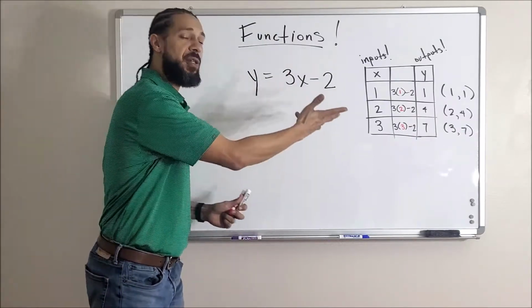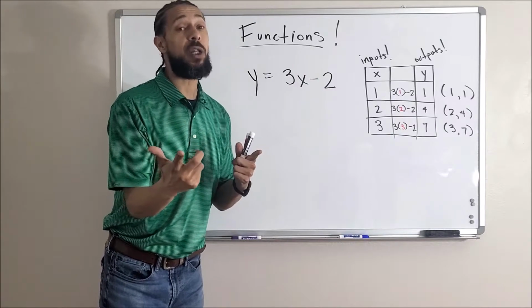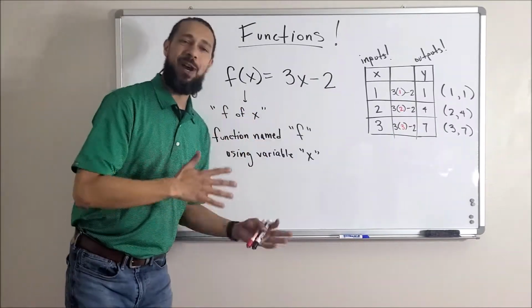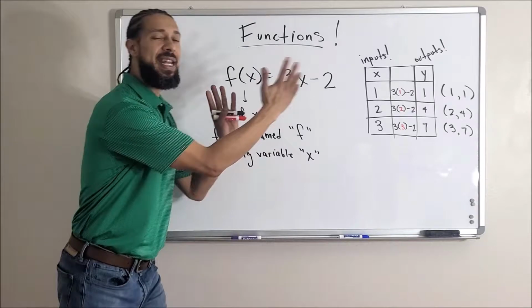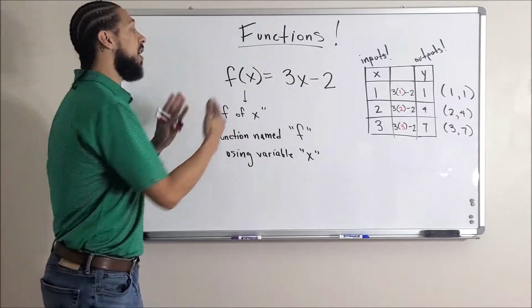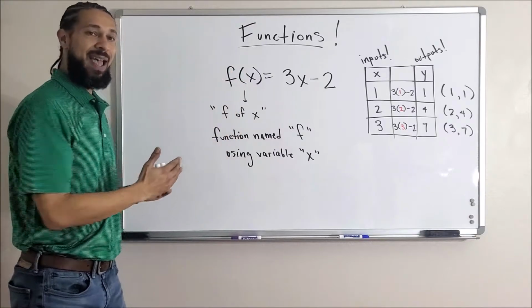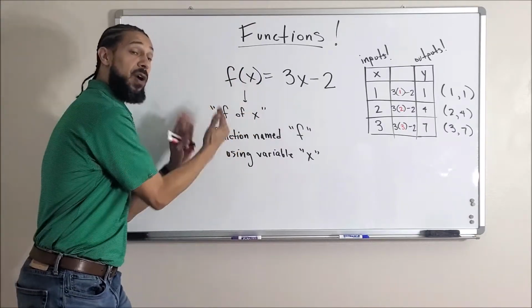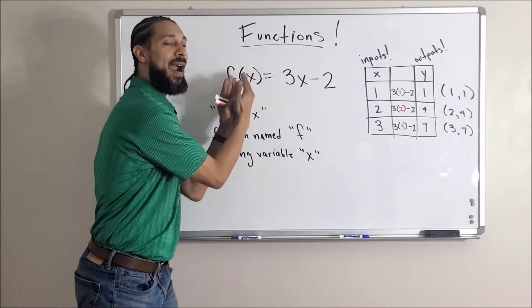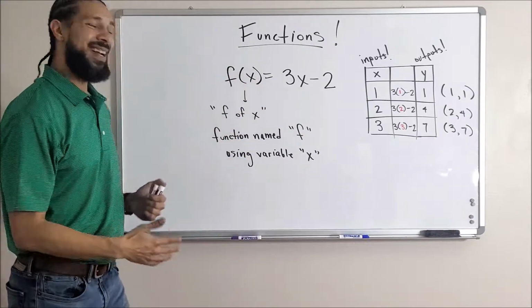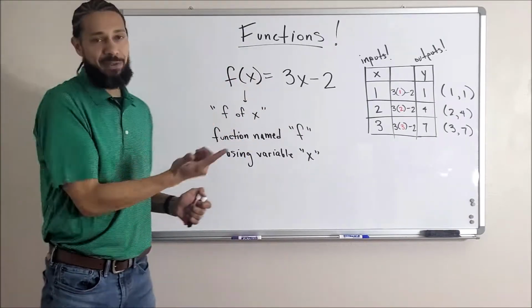This is an equation, but you might see it from now on looking like this. Now all we're doing is changing the name of our outputs. Now instead of using y, we're using f of x. That's what this means. f of x means there's a function named f using the variable x. Now it doesn't always have to be f of x.